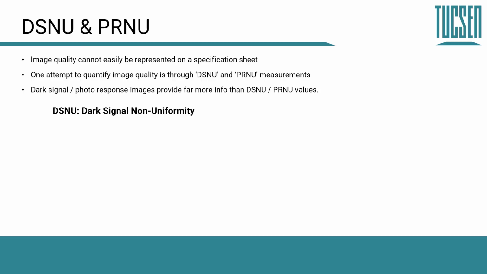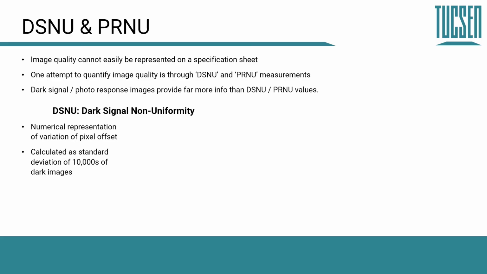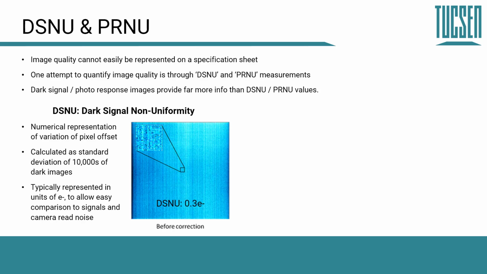But DSNU is called the dark signal non-uniformity. This is an attempt to represent that offset variation of fixed pattern column noise, amongst other issues that I talked about on the previous slide. So this is a numerical representation of the variation of pixel offset, and it's calculated by taking an average of tens of thousands of frames with no light hitting the camera. And once we take that average frame, one frame representing the average value of each pixel in that entire stack of images, we take the standard deviation of that frame, and that represents our dark signal non-uniformity.